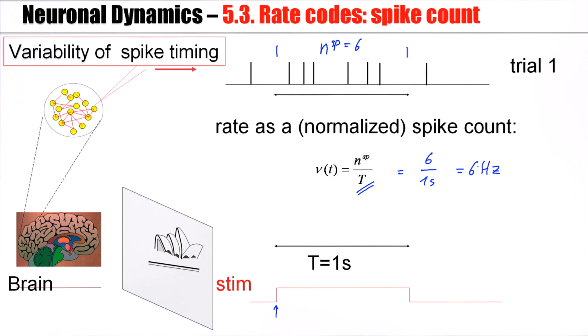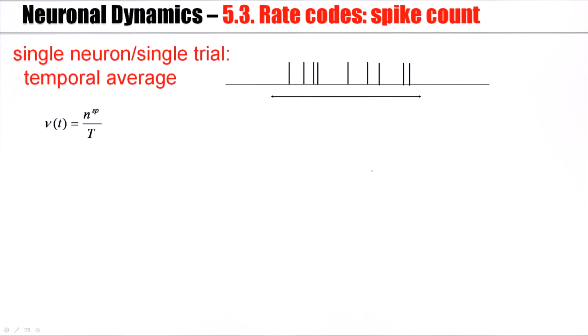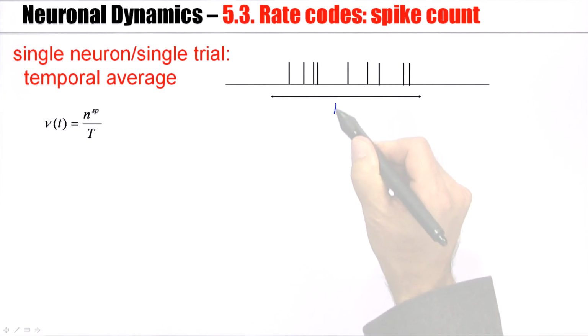The rate in this case is a normalized spike count, normalized by the duration T of the measuring interval. In order to evaluate the rate, you just have to measure a single neuron for a single trial, but you have to average over time. Your measurement interval has to be sufficiently long. Now in this case, we have 9 spikes in our measurement interval T.